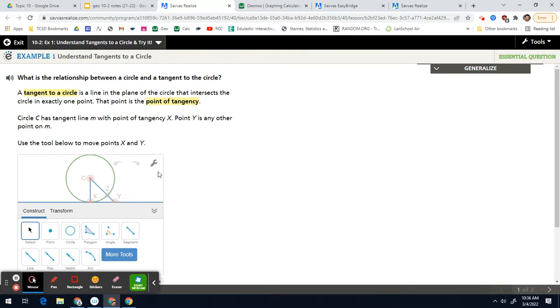So if you take a look here, it says use the tool below to move points X and Y. So if I move point X, notice my circle shrinks, right? I'm controlling my radius size. And now as I move Y, again, notice that it remains on that tangent line. Nothing changes. But as I move X, the point of tangency, notice that the tangent line does move. So really I think it's X that is in control there.